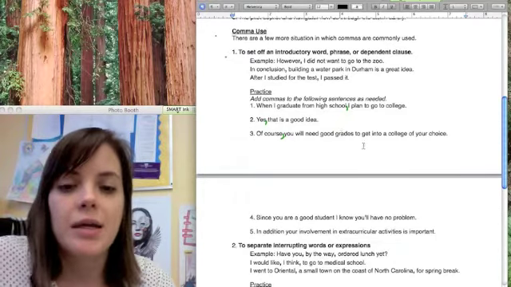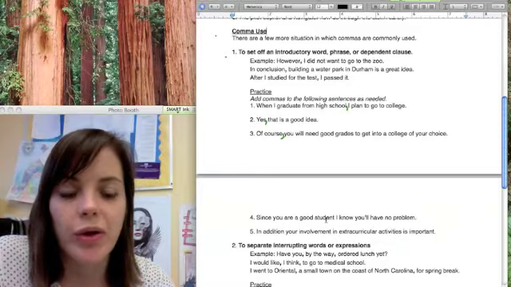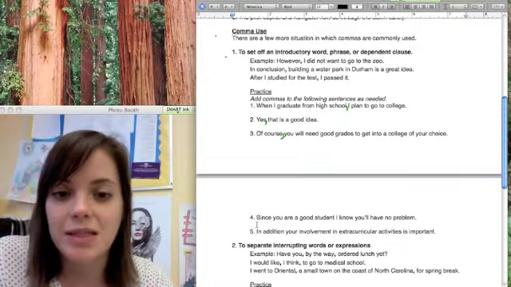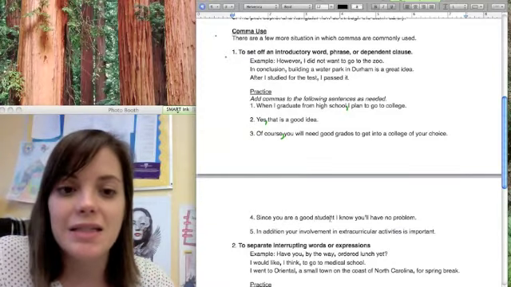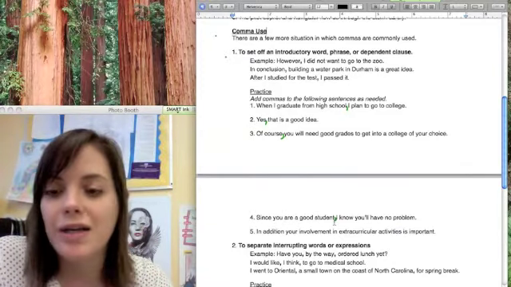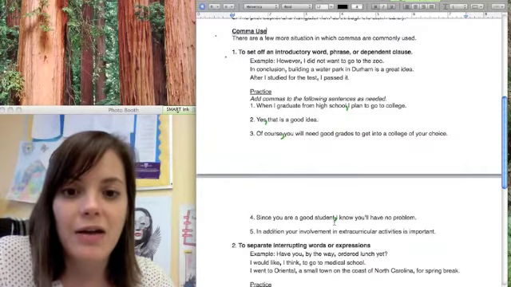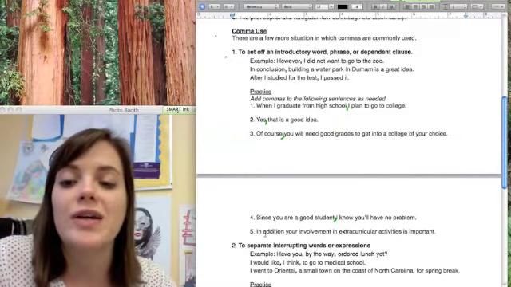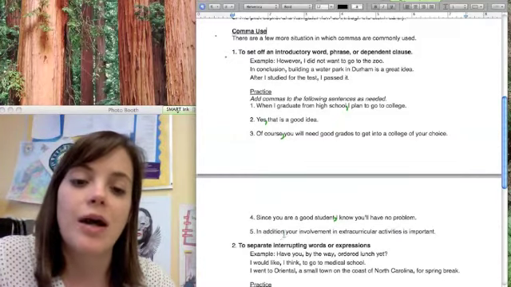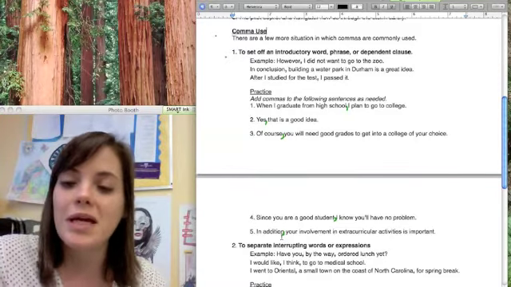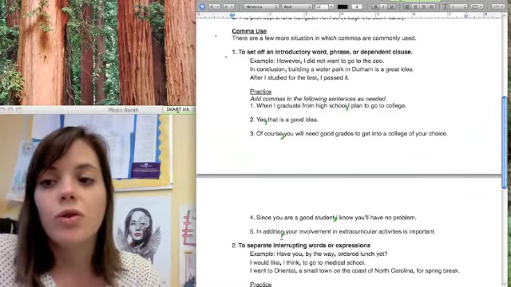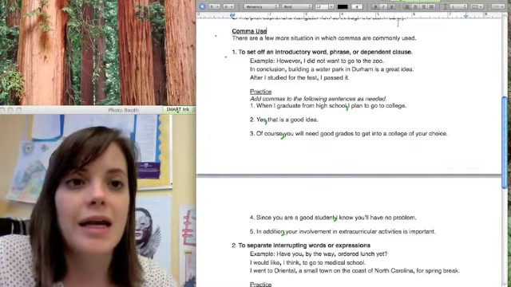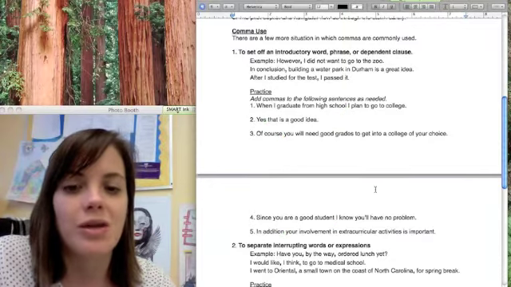All right, number 4, since you are a good student, I know you'll have no problem. I started out with that dependent clause, beginning with my AWUBIS word since. So I need to put a comma after that dependent clause. Number 5, in addition, your involvement in extracurricular activities is important. I started with that transitional phrase, in addition, so I'm going to put a comma right after that. Just to recap, anytime you introduce your sentence with a word, phrase, or clause, you want to put a comma after it. Now let's look at my next situation where I'm going to use commas.